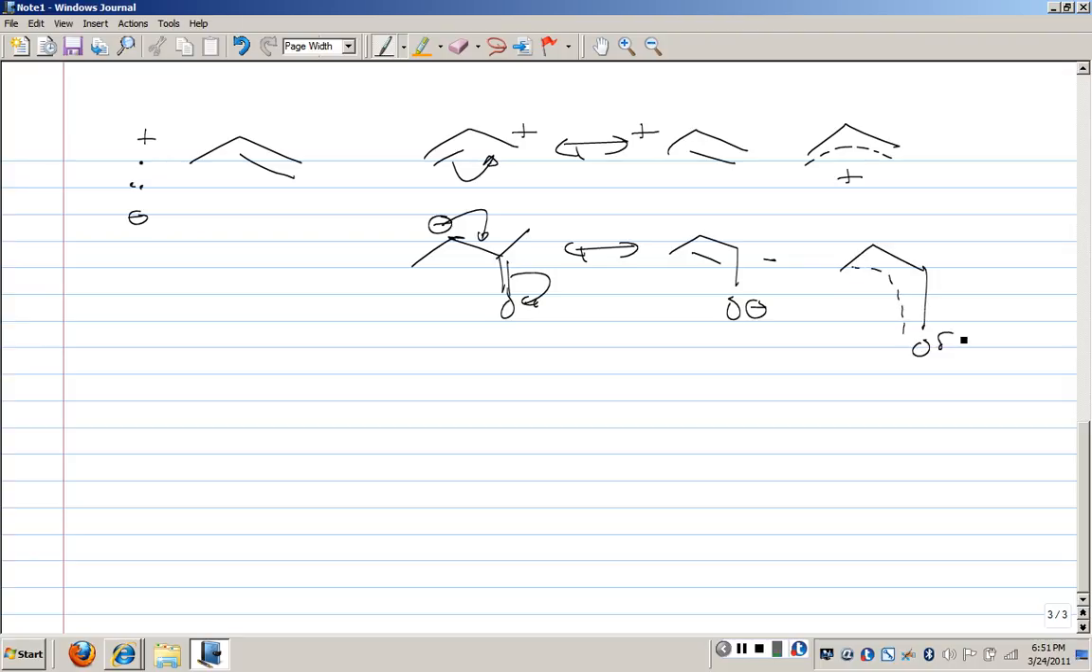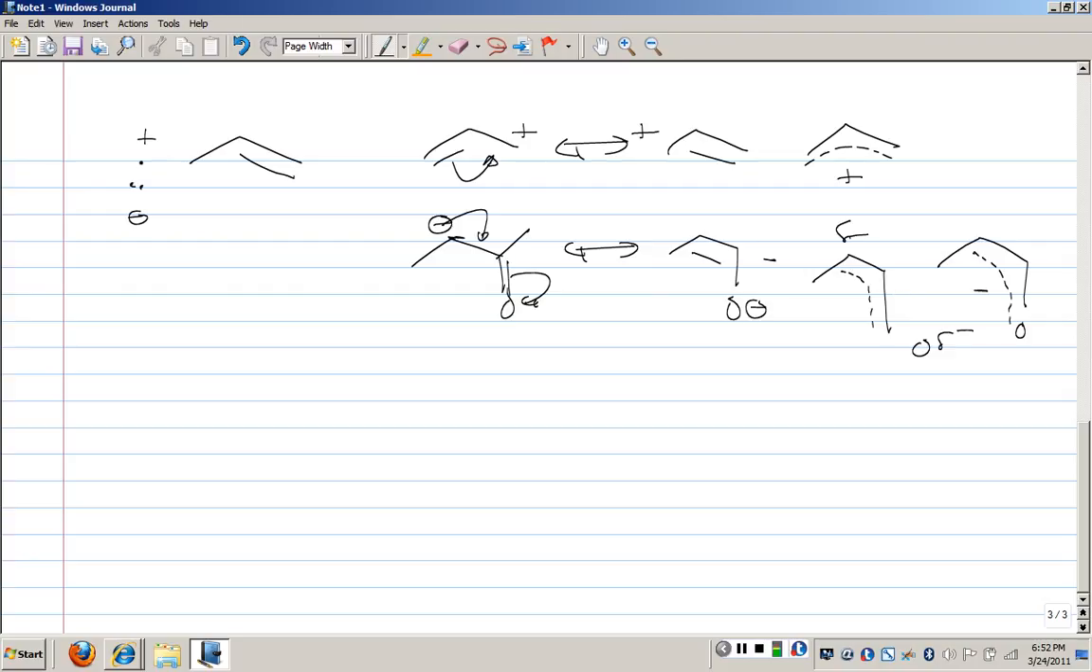And I'll have a delta minus charge here and a delta minus charge here. Or if you want, just put a delta minus on this carbon, and a delta minus on this carbon. Or I can simply draw that like so. Bang, bang, bang, bang, bang, until there's a minus charge that's delocalized between them.